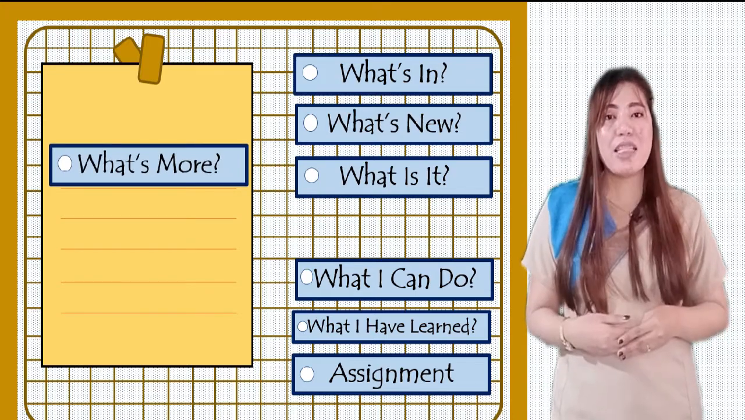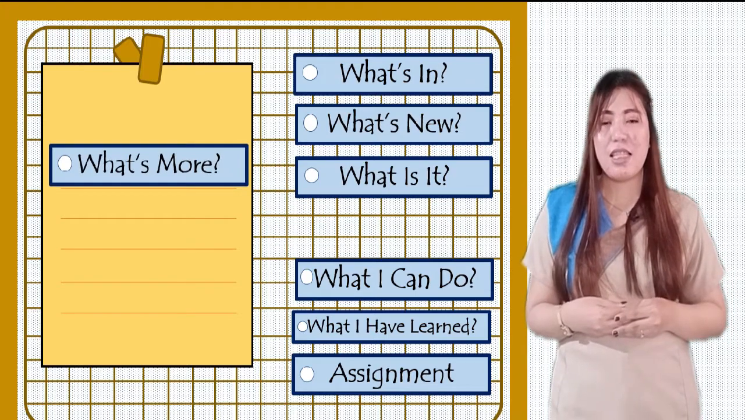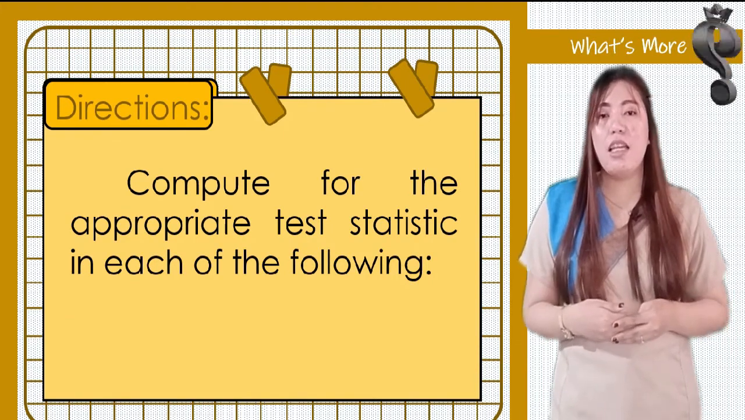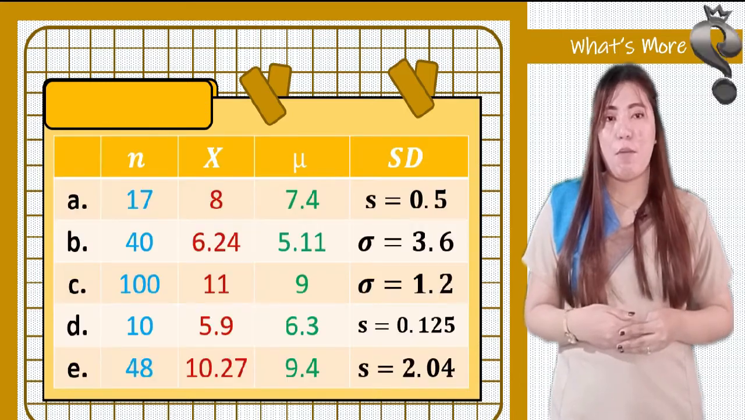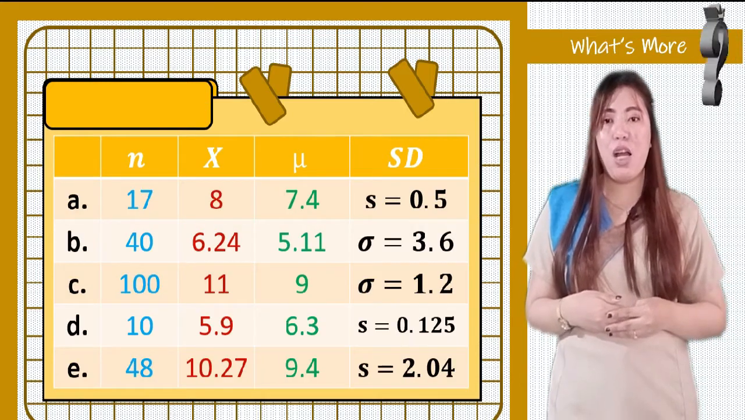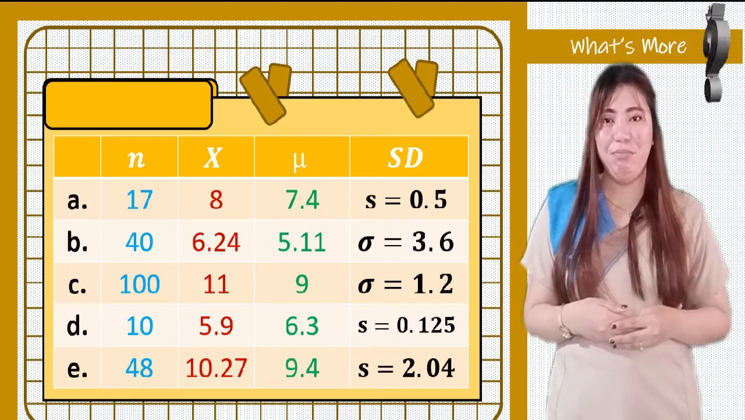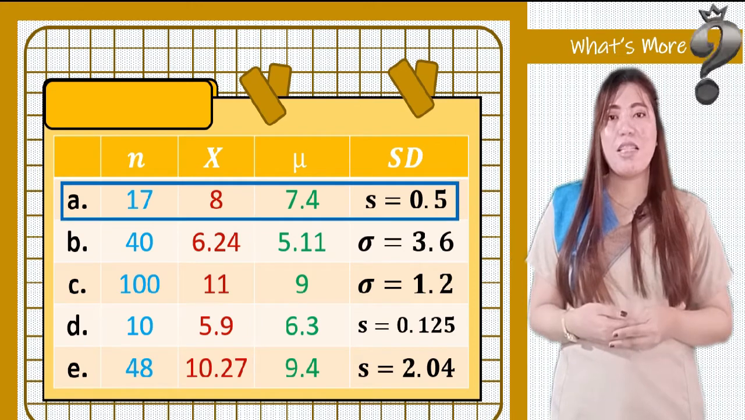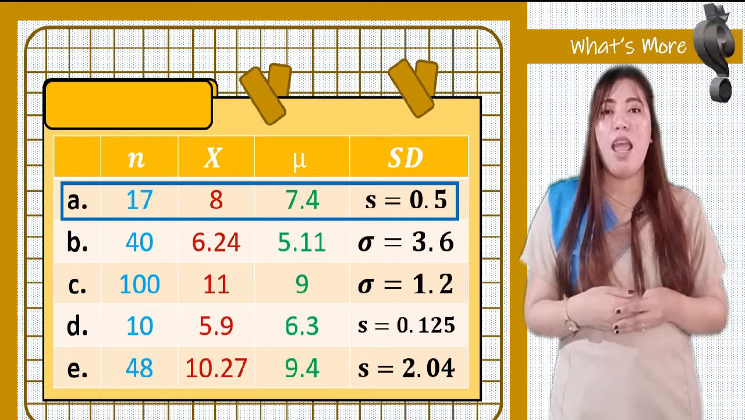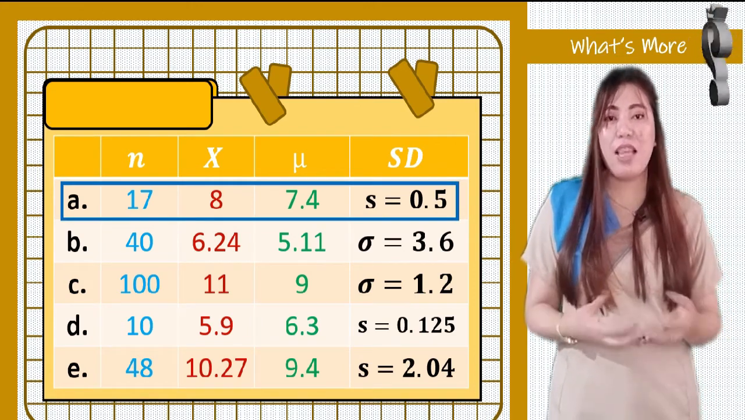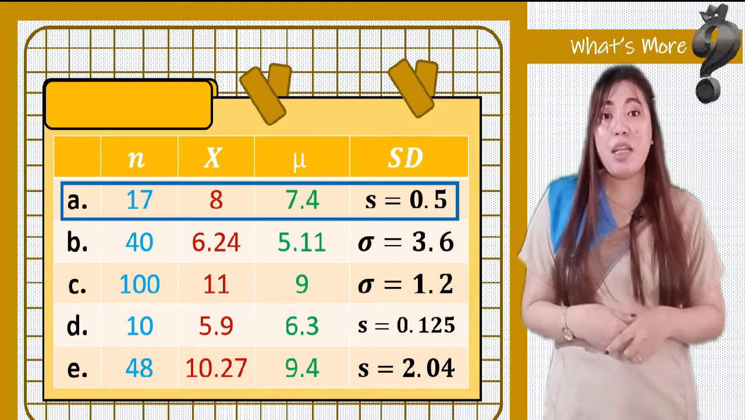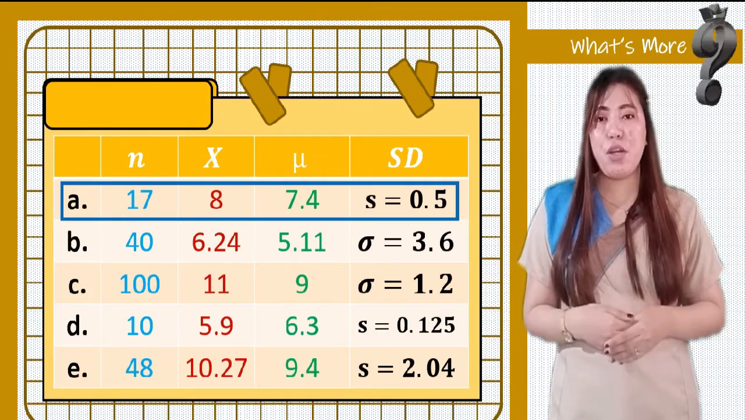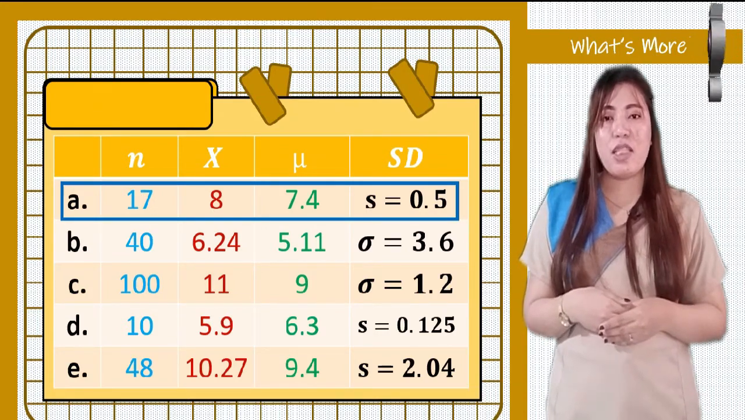Let us try more exercises about test statistic. Compute for the appropriate test statistic in each of the following. I am giving 10 seconds for you to answer. Let's start. First given. Sample size is equal to 17. X, or the sample mean, is equal to 8. Mu, or the population mean, is equal to 7.4. Sample standard deviation is equal to 0.5. 10 seconds starts now.